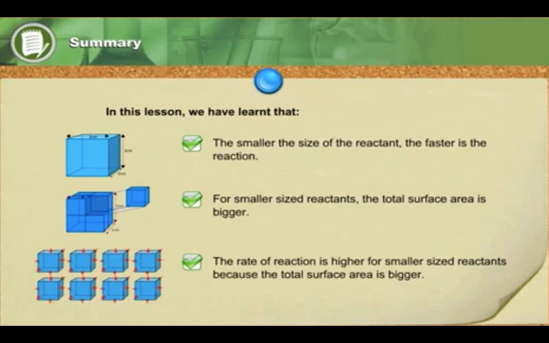Alright, so kita dah sampai ke ending dia. Kita summarizekan kita punya lesson. In this lesson, we have learned that the smaller the size of the reactant, the faster is the reaction. The process is quite faster. And then, for smaller size reactant, the total surface area is bigger. Okay, apa yang mempengaruhi size tu adalah total surface area. Jadi, resulting in the rate of reaction will be higher untuk smaller size reactant because total surface area ni yang bigger.